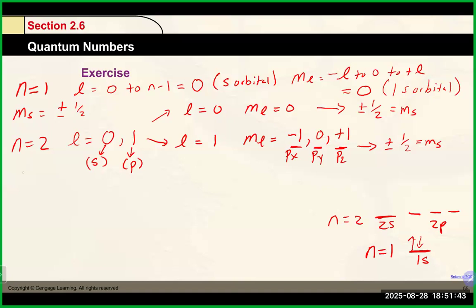So why don't you try this one? Why don't you do n is equal to 3, the third energy level? Why don't you figure out all the L values you could have, and for each L value, figure out what the M sub L values are and the MS values. So take a moment there. Okay, so getting to the end here, take a look at it and see.